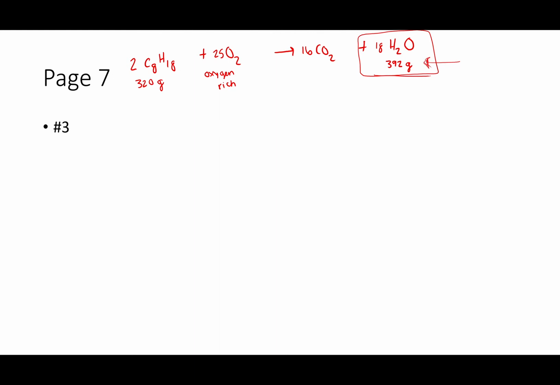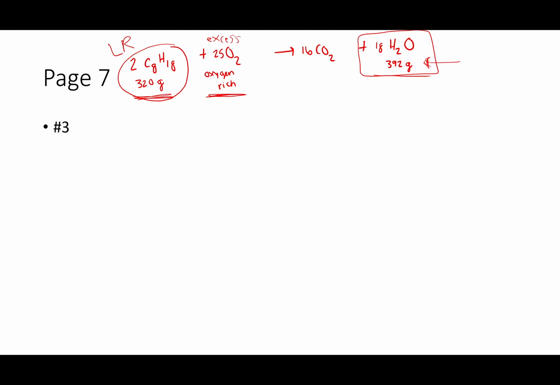Now, let's examine our reactants. I have 320 grams, and this tells me it's oxygen rich. It did not give me a starting amount of oxygen, so it's basically telling me that oxygen gas is in excess, and so that means this here is my limiting reactant by default.